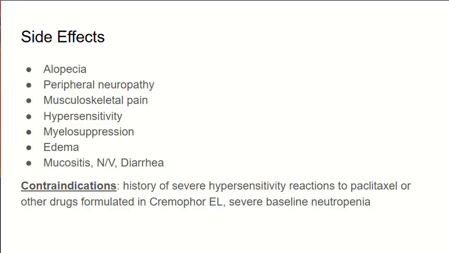Albumin-bound or nab-paclitaxel product, which is Paclitaxel bound to human albumin nanoparticles, does not contain chromophore and can be used in substitution for those with moderate to severe reactions to Paclitaxel. Other side effects include myelosuppression, edema, mucositis, nausea, vomiting, and diarrhea.